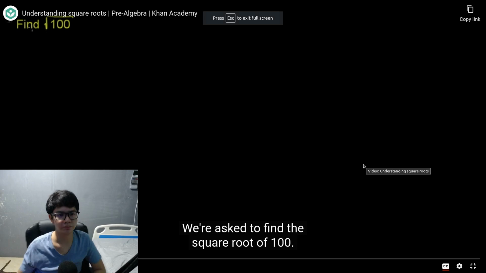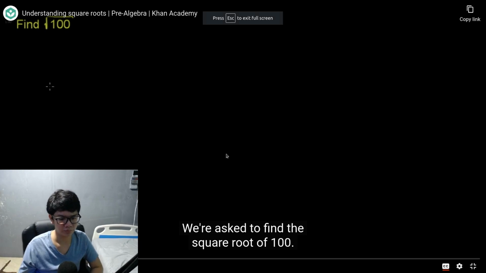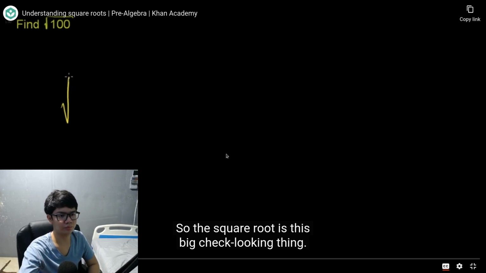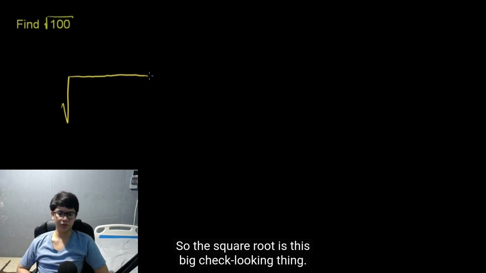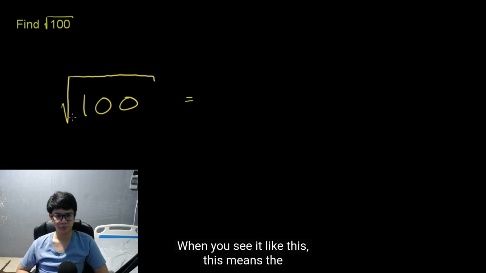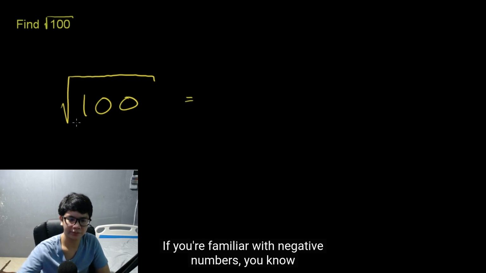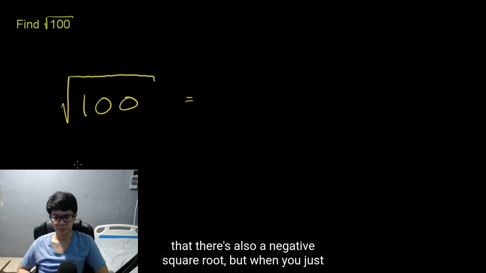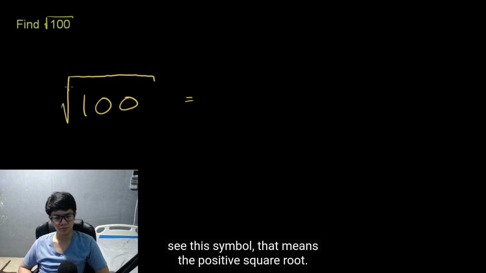We're asked to find the square root of 100. Let me write this down bigger. So the square root is this big check-looking thing. The square root of 100. And when you see it like this, it means the positive square root. If you're familiar with negative numbers, you know that there's also a negative square root. But when you just see this symbol, that means the positive square root.